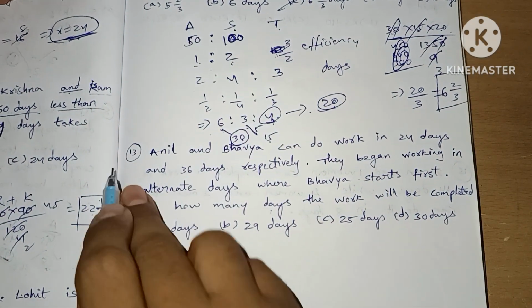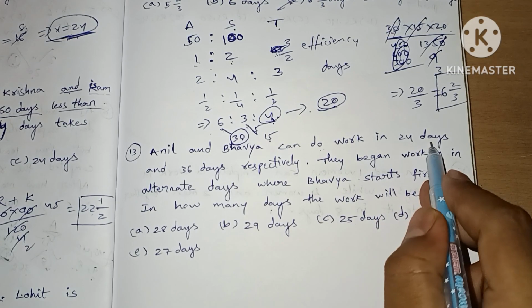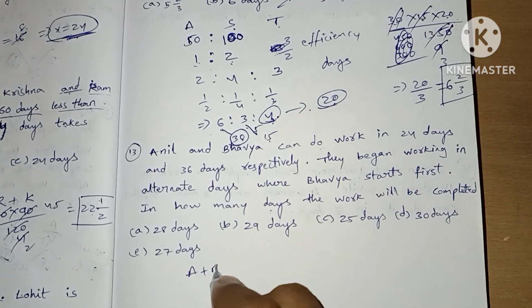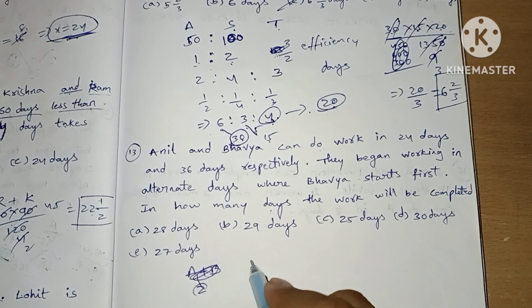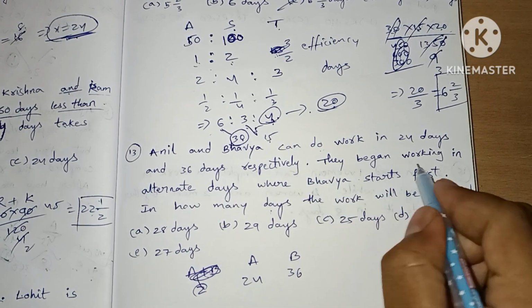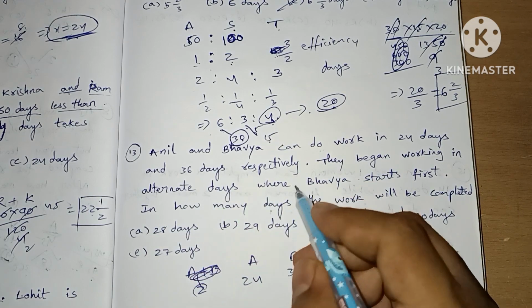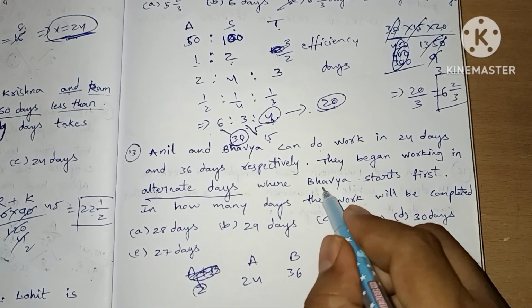Now we are going to see question number 3. Anil and Bhavya can do a work in 24 days and 36 days respectively. Anil 24 days, Bhavya 36 days. They began working on alternate days. Okay, this is the alternate day concept where Bhavya starts first.